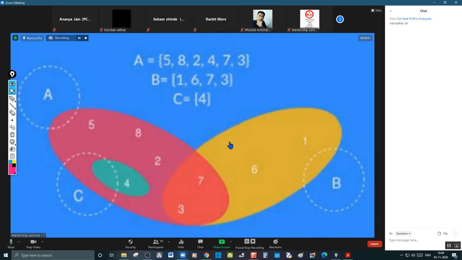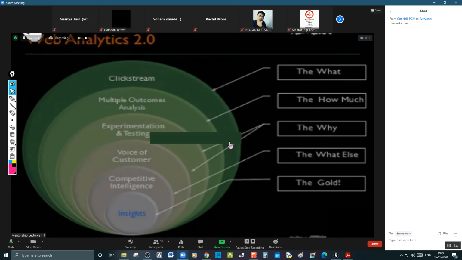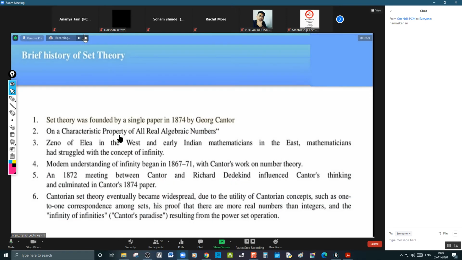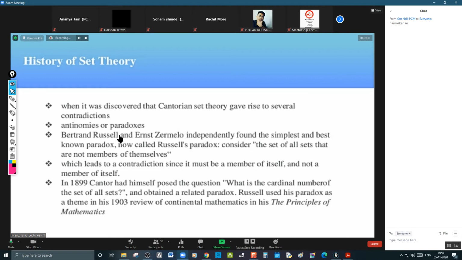And these are Euler's Venn diagrams. See how he has presented this, developing 21st century critical thinkers. So he has made a presentation. See this one, web analytics. So what does it mean? The bigger set is the clear green color, and the remaining sets are all subsets. Like that, if you understand set theory, whatever presentation you have, you can represent all of it.